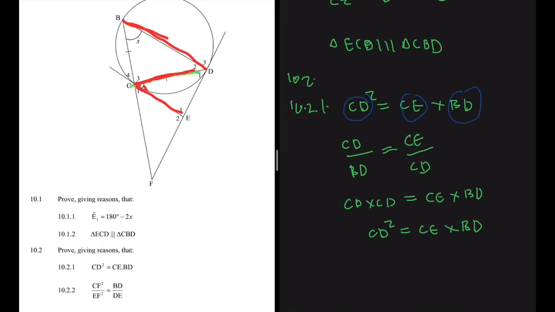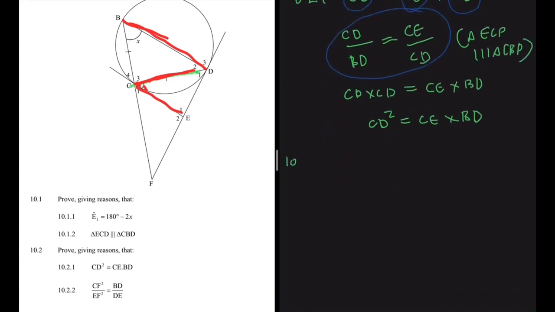If you take a ratio of the smallest side to the biggest side on one triangle, it should be equal to the ratio of the smallest and biggest on the other triangle, right? It doesn't have to be smallest and biggest in that order. You can do it in any other way. But as long as you do the same thing on the two triangles, the ratio of the two sides must be equal to each other. And that's how you would do 10.2.1. So the way you justify what I just wrote here is by stating that triangle ECD is similar to triangle CBD, right? And then let's move to 10.2.2.